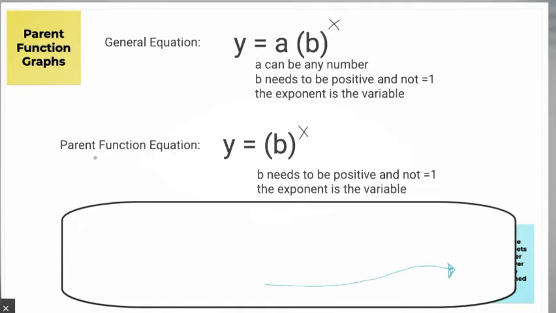Now when we talk about the parent, it is always kind of more basic than any iteration of it. So we're going to take away this a, and we're going to have just the base raised to x. So if you get something that looks like this, and you want to draw your parent function, ask yourself, what is the base? Remember, the b is what's raised to the x. It needs to be positive, it cannot be 1, and the exponent is the variable in the exponent spot.